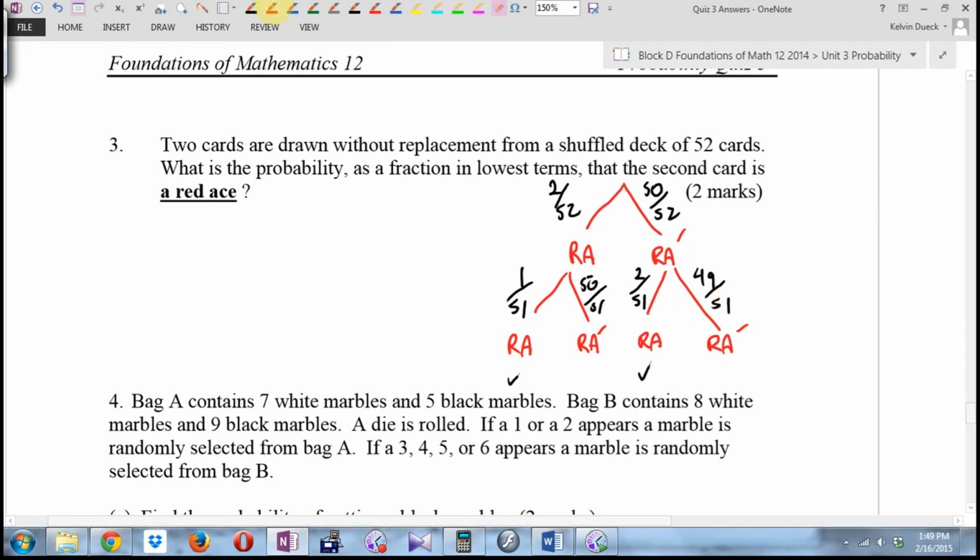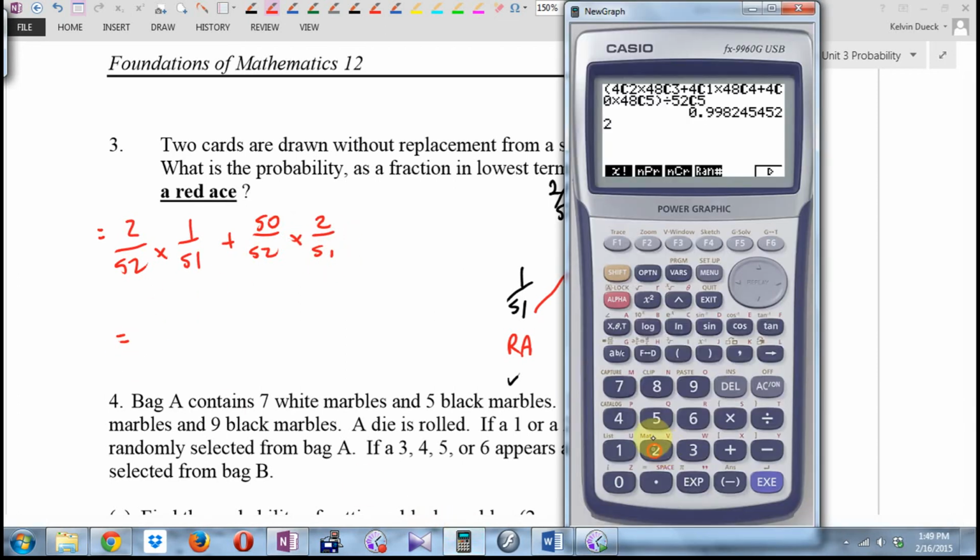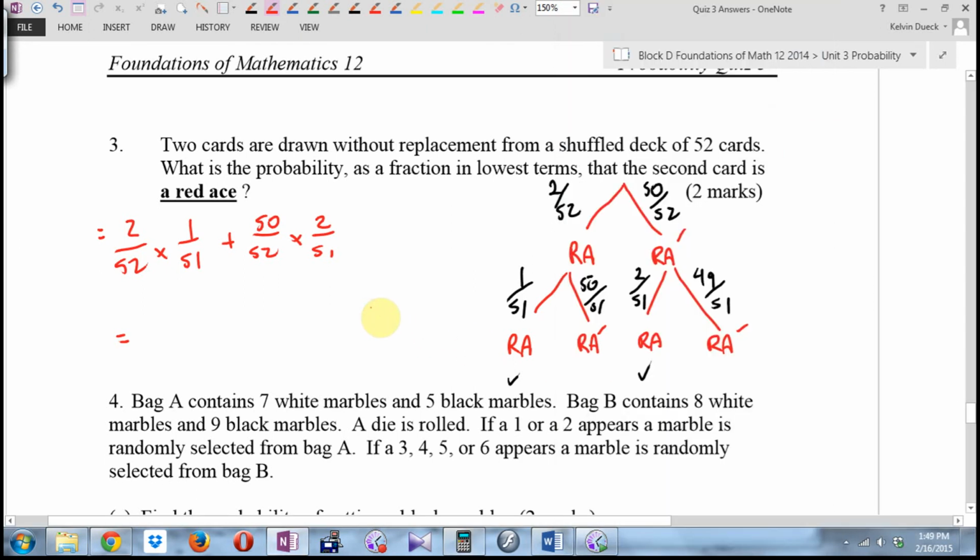But now I can see, you want a red ace? It's going to be 2 out of 52 and 1 out of 51, or 50 out of 52 and 2 out of 51. I have no idea what this is going to be. Did I make a mistake? You forgot the branch. You get a red ace and then you don't get a red ace. It says the second card has to be a red ace, so it gave me an order. I can ignore it. It's okay. And I did that on purpose. I wanted to do one question where the tree order actually mattered.